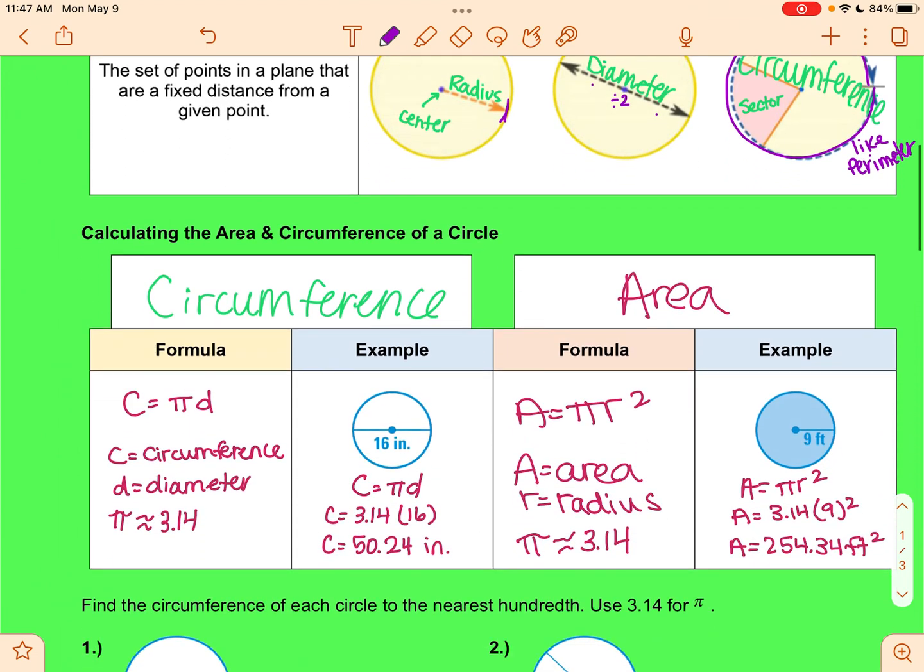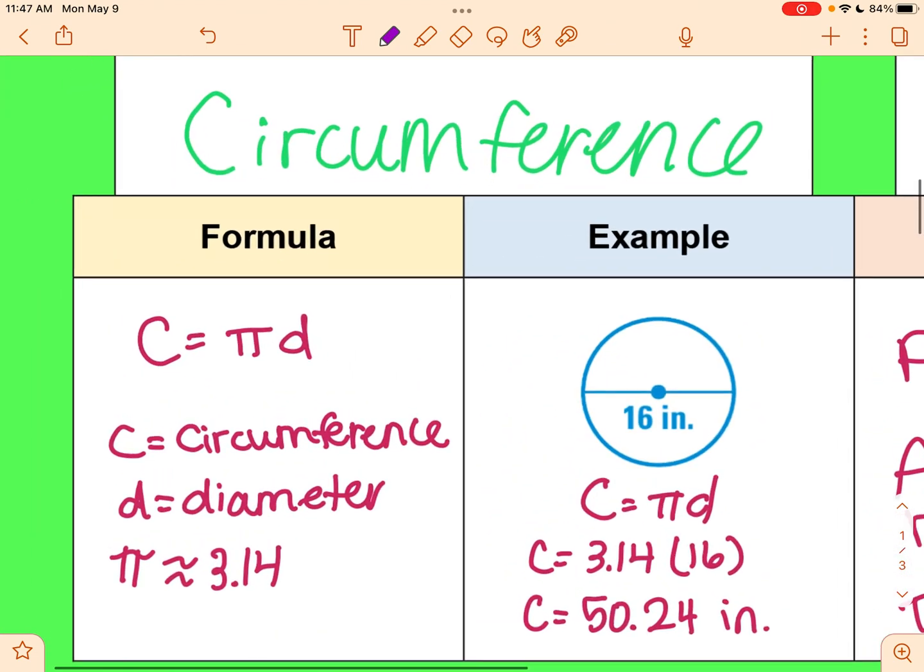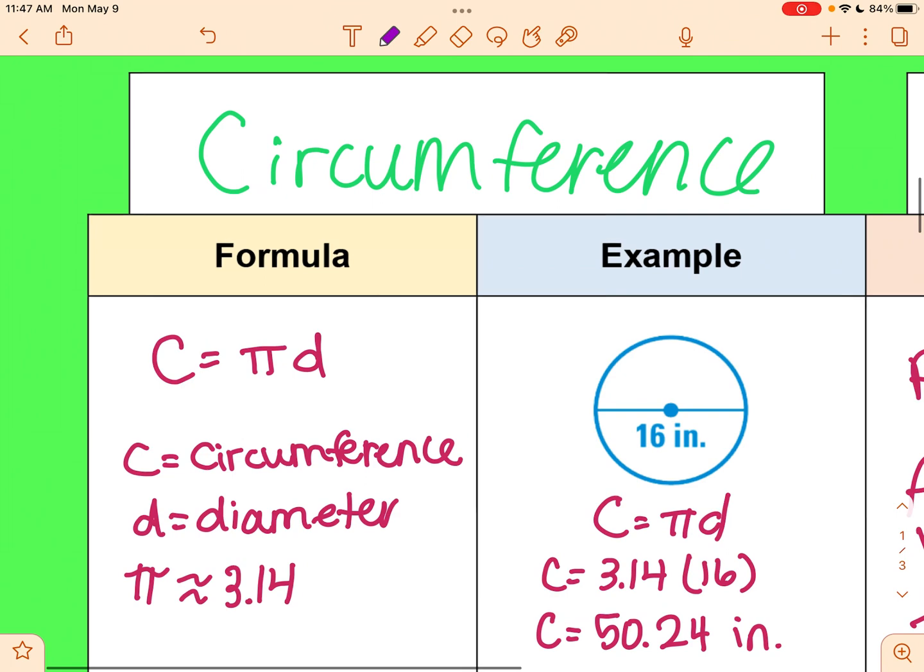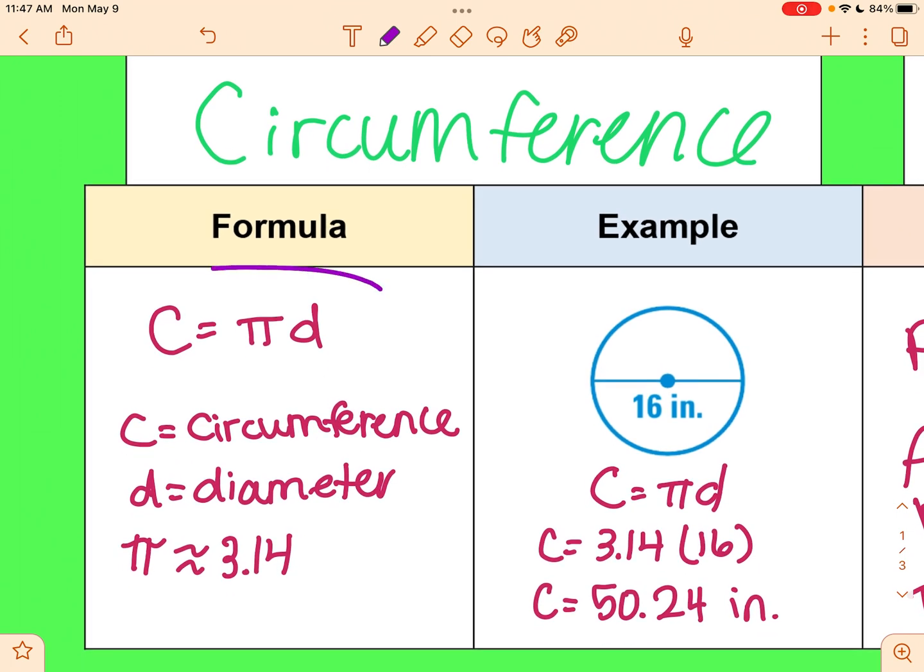Now moving on, we have the circumference and we have the area. So we're going to start with circumference. This is your formula for circumference. C equals pi times d. Remember, a number and a letter squished together mean times. So circumference is what the C stands for. The D stands for diameter. And then pi, anytime we use pi in this class, we are going to be using 3.14.